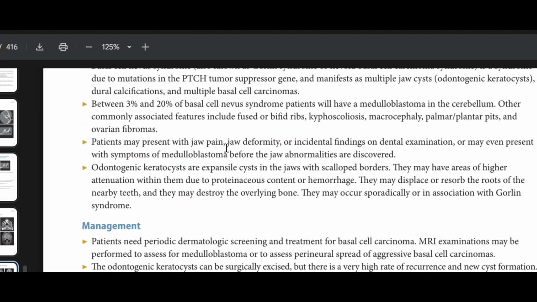Patients may present with jaw pain, jaw deformity. Odontogenic keratocysts are expansile cysts in the jaw with scalloped borders. They may have areas of higher attenuation within them due to proteinaceous or hemorrhagic content. They may displace or resorb the roots of the teeth.